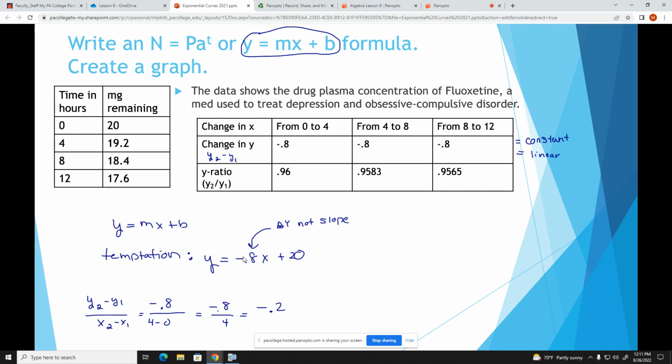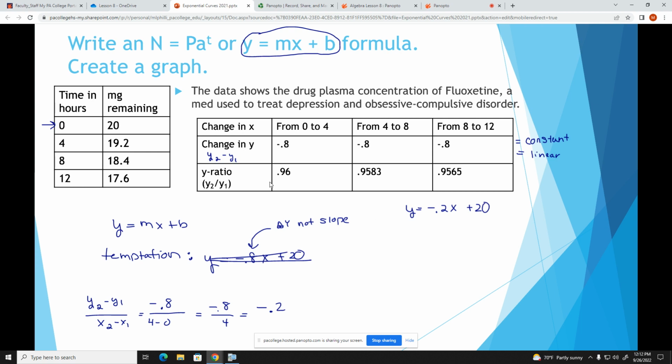So I have to go back and write an actual equation for this. y equals negative 0.2x plus 20. And that 20 is the starting amount because in my data I had the milligrams when time was 0. So I did have the true start for this.